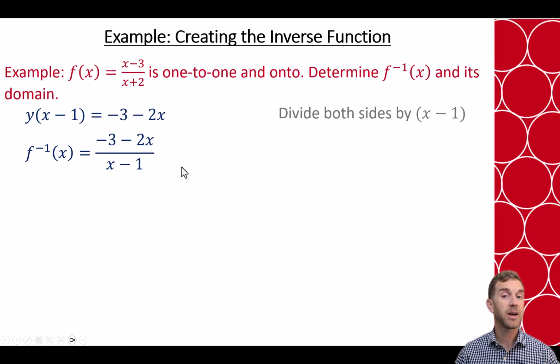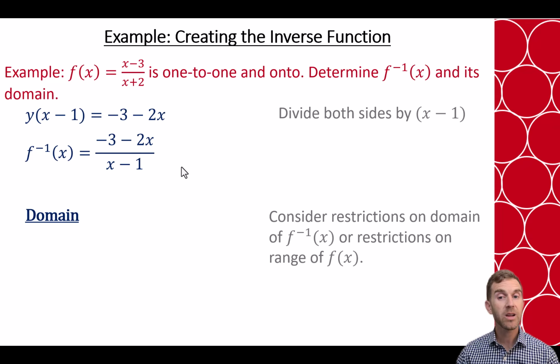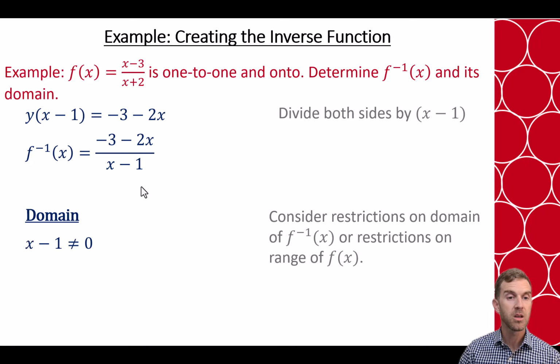Now we have to ask ourselves about the domain. And with the domain, we have to consider the restrictions either on the inverse function or on the range. Now, if we think about the range of the original, the highest power here is x over x, which means that there is a horizontal asymptote at y equals 1. Here, if we think about our domain, we say, well, the denominator, x minus 1, can't equal 0. So maybe that's easier for many people to understand.